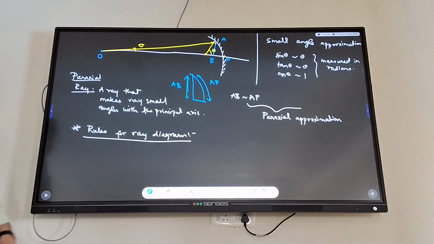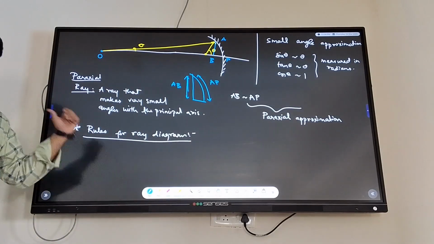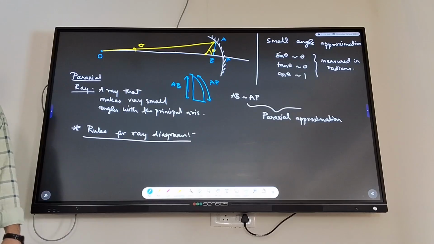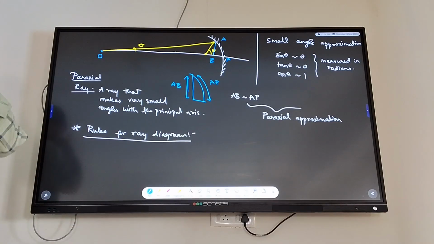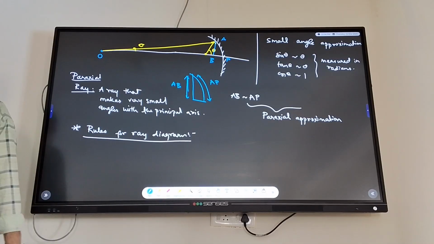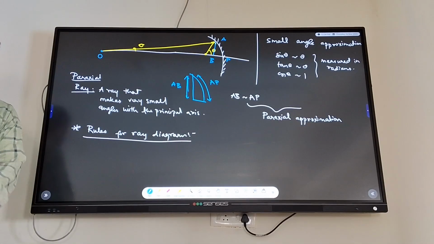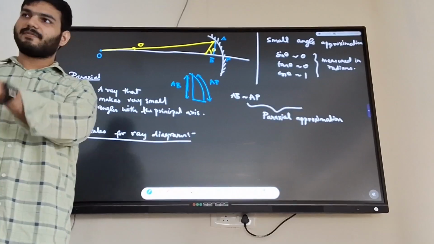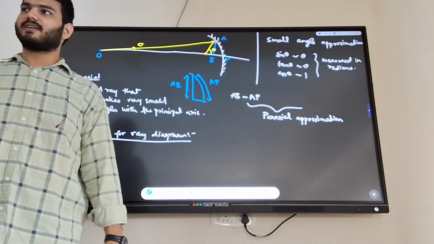Okay? If you place an object at infinity, then what happens? Where will the image be created? At focus. Yes or no? Yes. If you place your object at infinity, your image will be made at focus. Everyone knows this? Yes. If you place your object at focus, then where will the image be created?